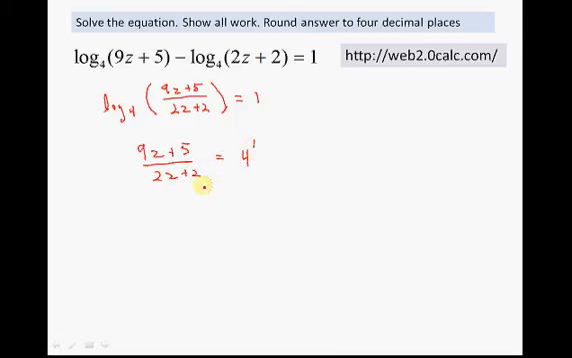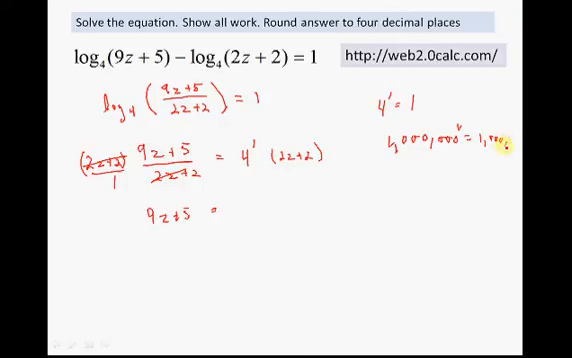And that's just 4. So now we just have a standard kind of equation that we know how to solve. We're going to multiply both sides by 2z plus 2, and these will just cancel out. We'll be left with 9z plus 5 equals, remember, 4 to the first. Anything raised to the first power is itself. 4 to the first is 4.